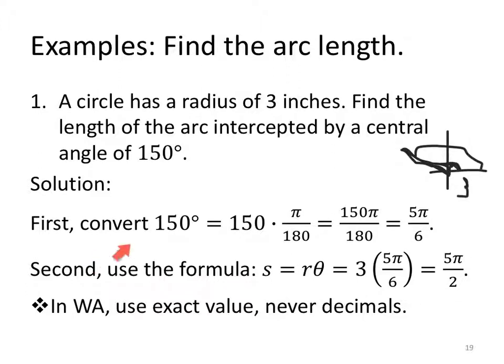So, first we're going to convert the 150 degrees to radians. That's 150 times pi over 180. 30 goes into both of these, and I end up with 5 pi over 6. Then I'm going to use the formula. The arc length is r times theta. I know the radius is 3. My theta is 5 pi over 6 in radians. And so my arc length is 5 pi over 2.